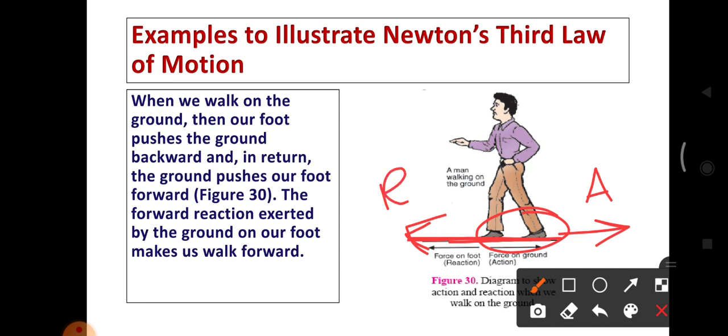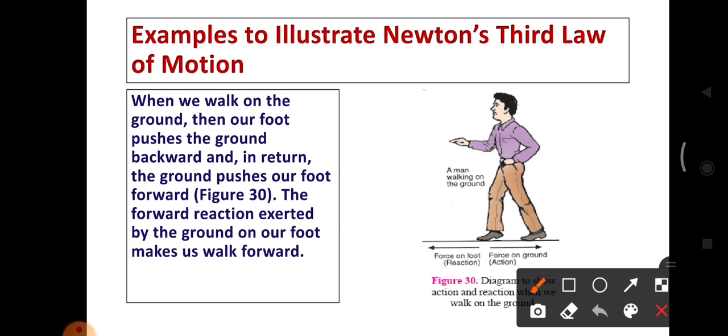reaction force. So the forward reaction exerted by the ground on our foot makes us walk forward. Do you understand? When we walk on the ground, our foot pushes the ground backward. So this is action. The ground exerts an equal magnitude of force on the foot in the forward direction. Due to that forward reaction, we walk forward.